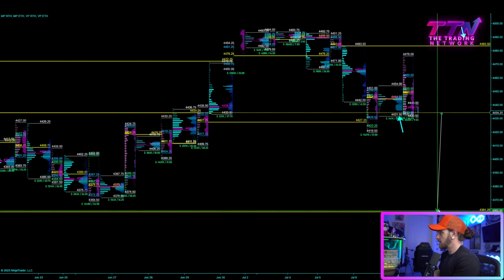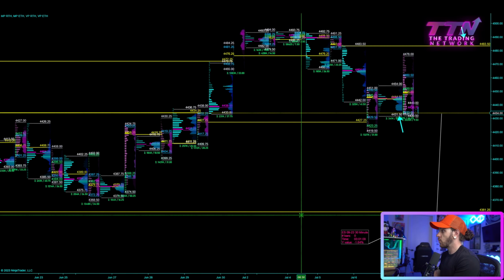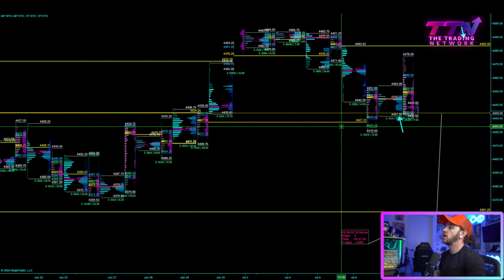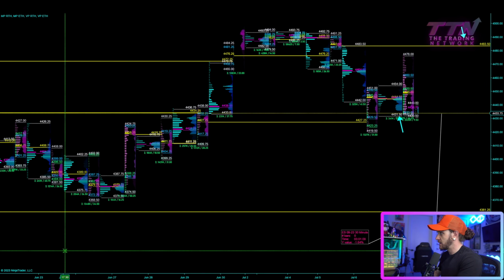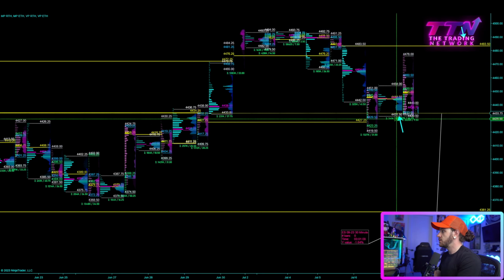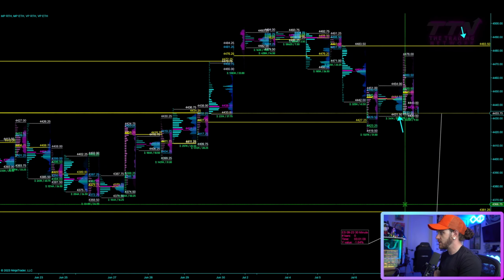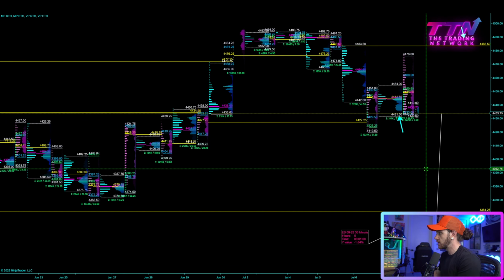And on ES, let me change this to percent, we are 1.64%. So that is what I'm getting at. It is a much larger move, 3 times the size, essentially, to get down to this naked POC on ES. So just keep that in mind. We do have one down here, but we're much further away. We're actually closer to the upside POC when it comes to ES.